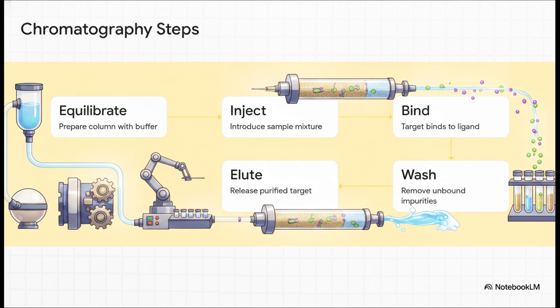First, we equilibrate the column with an application buffer. Second, we inject the sample. Third, the target binds. Fourth, we wash away the impurities. And finally, we elute, or release, our purified target right into a fraction collector.